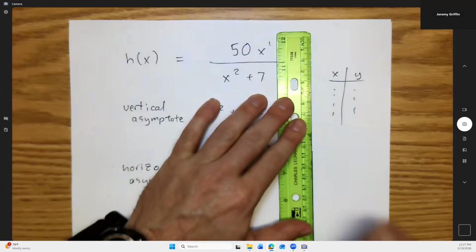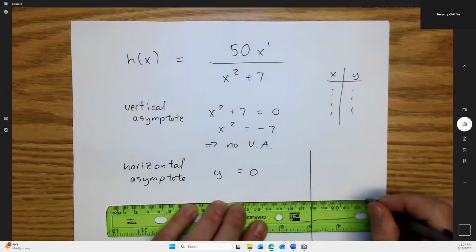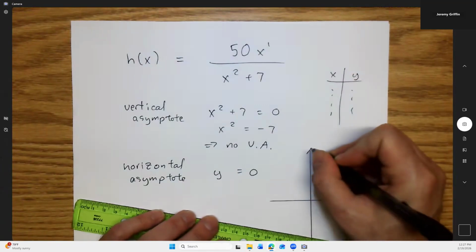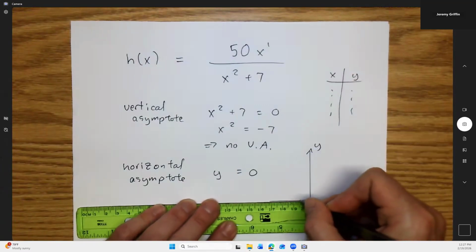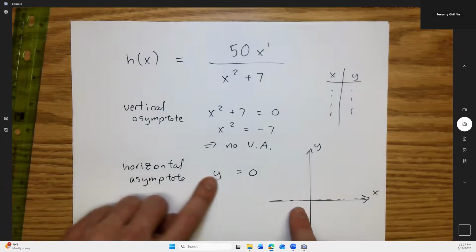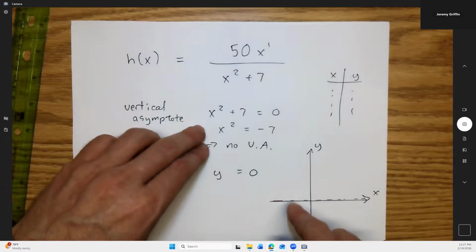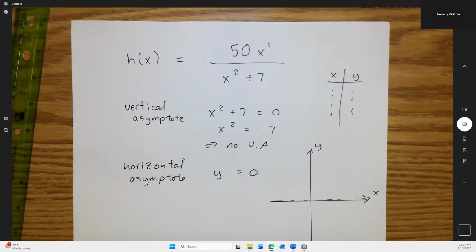So, okay, so far from the asymptotes, I know this. I know x-axis, y-axis. I know down here at y equals 0, which is the x-axis, there is a horizontal asymptote. That's as much as I know. I know there's no vertical asymptote. And then I can plug in a bunch of points and see what happens.